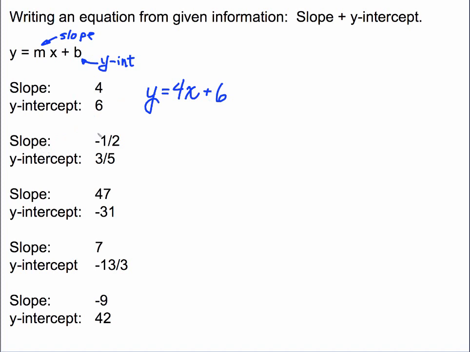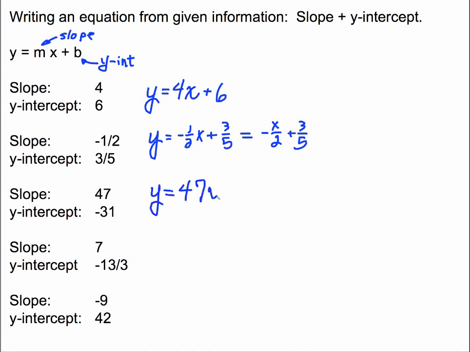If I give you a slope of -1/2 and a y-intercept of 3/5, this can be written y equals -1/2 x plus 3/5. Sometimes we might write this also negative x over 2 plus 3/5. Either way is okay. Third, slope of 47, y-intercept of -31. So we write that as y equals 47x minus 31.